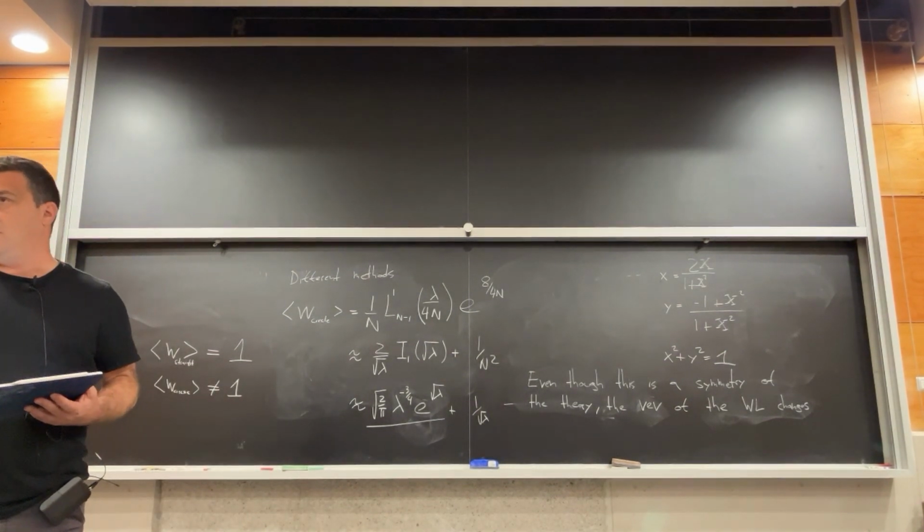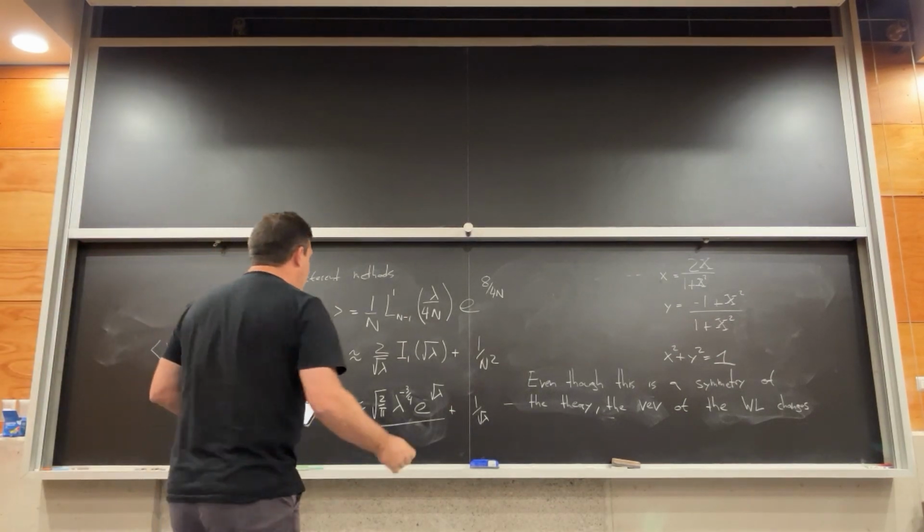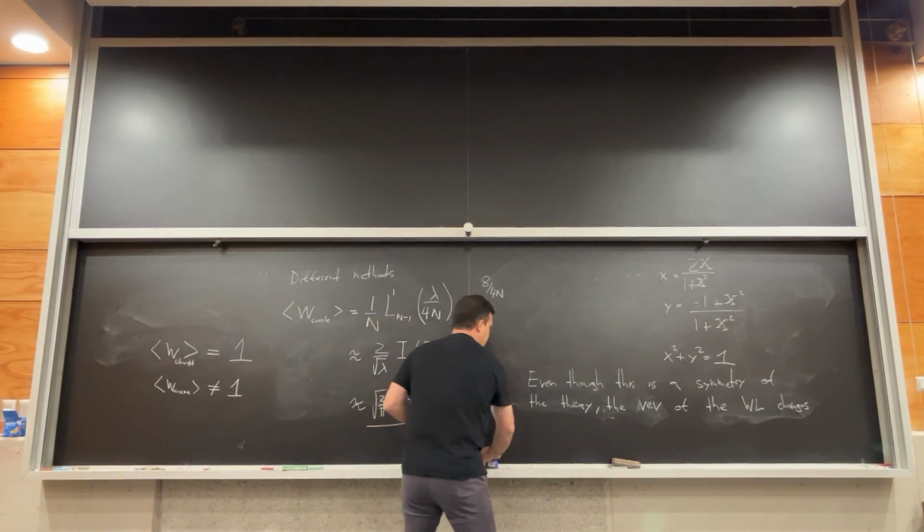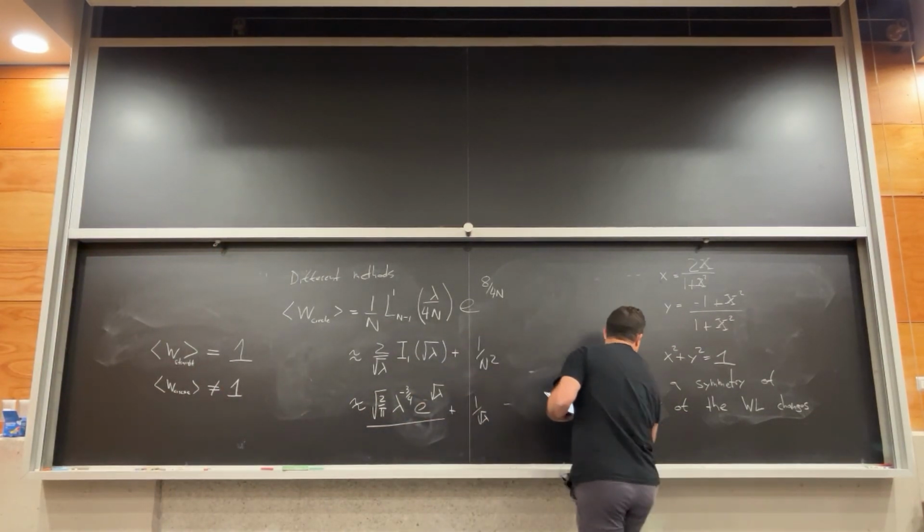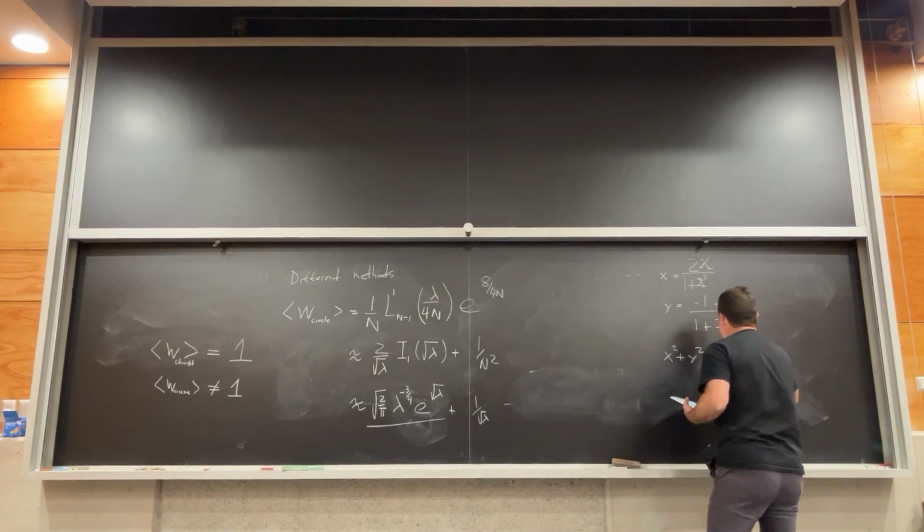So large N, large lambda. So now we go and look at the dictionary. The AdS/CFT dictionary. What does the AdS/CFT dictionary tell me?